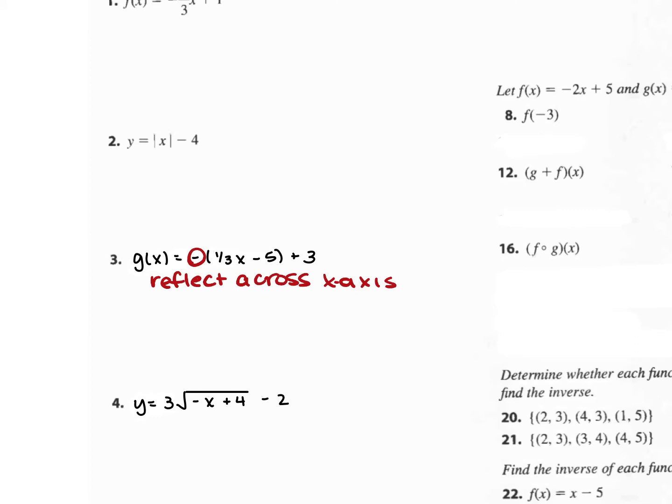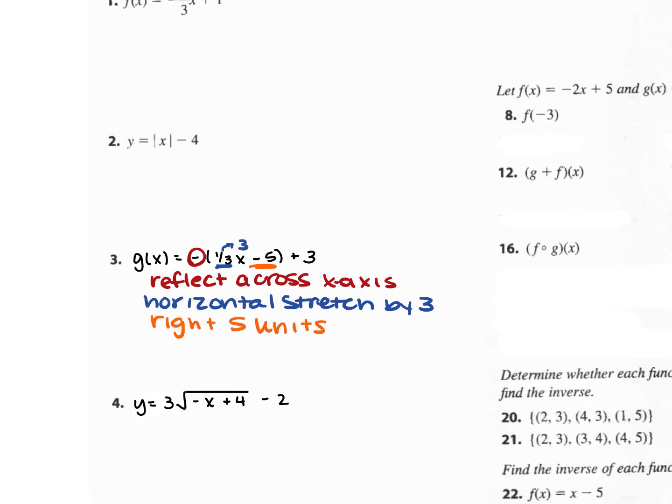From there, you have that 1/3 in the parentheses. You want to take the reciprocal of that, which is 3. So you have a horizontal stretch by a factor of 3. Next, you have that minus 5, so we're going to the right 5 units. And then you have that plus 3, so we're going up 3 units as well.